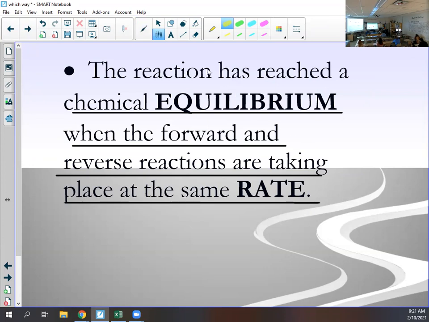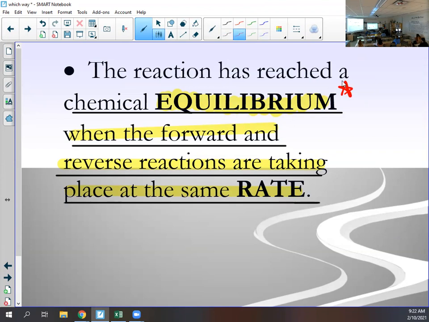All right. The reaction has reached a chemical equilibrium. This is another matching term. When the forward and reverse reactions are taking place at the same rate. Same rate. All right, now, this term is super tricky.